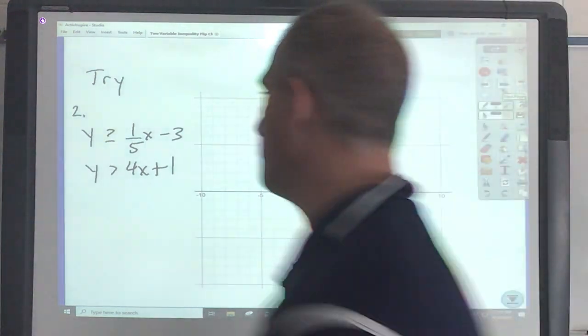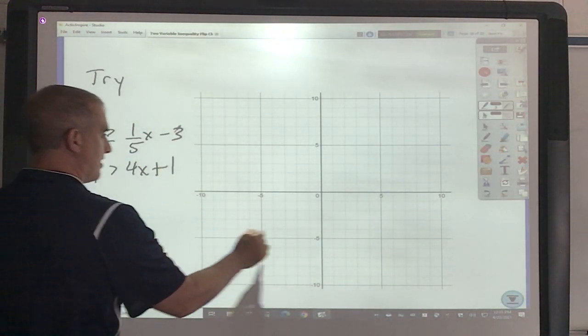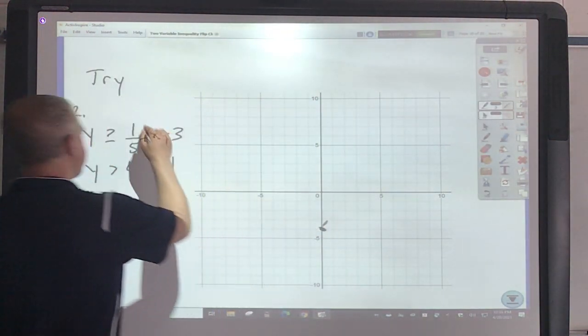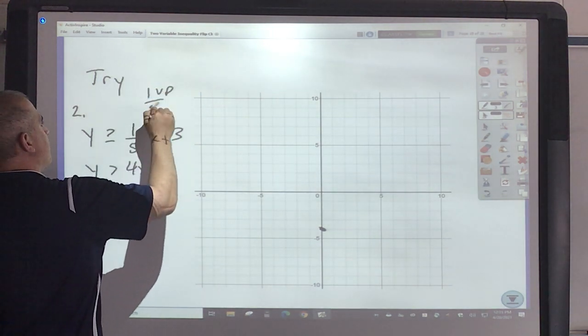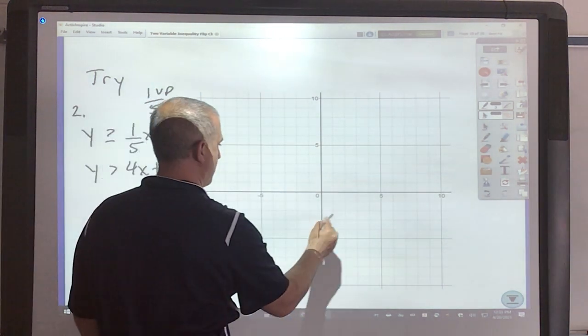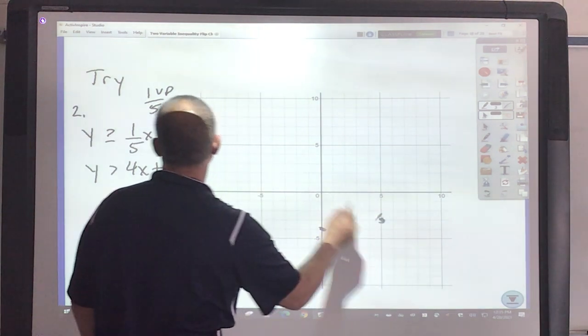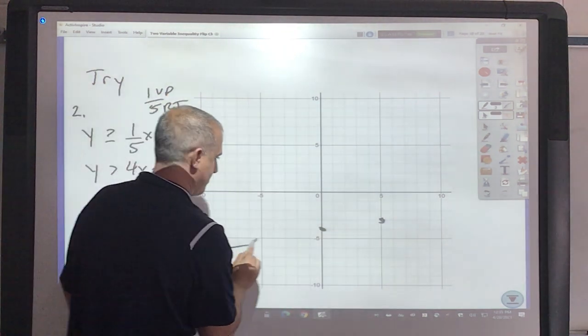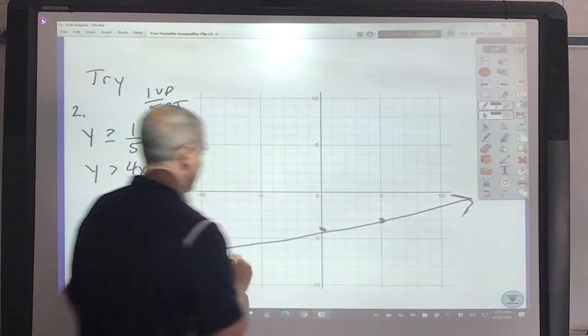Let's go ahead and you can pause your video. We can work on this one. That's going to be -3 there. This means 1 up, 5 right. 1 up, 1, 2, 3, 4, 5 right. Since there's a line underneath of it, it would be a solid line.